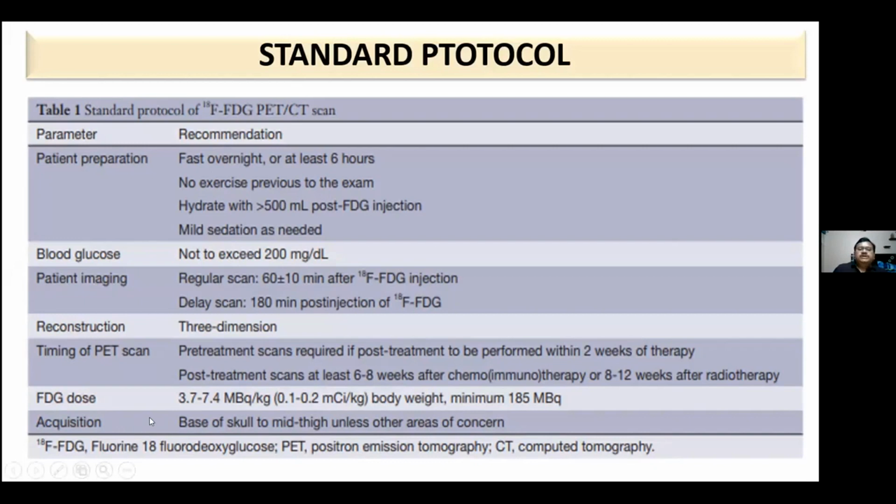Acquisition is from the base of skull to mid-thigh, unless there are areas of concern, for example a brain tumor or some metastasis like a neuroblastoma, which can have marrow metastasis even in the calvaria. So the standard is base of skull to the mid-thigh.